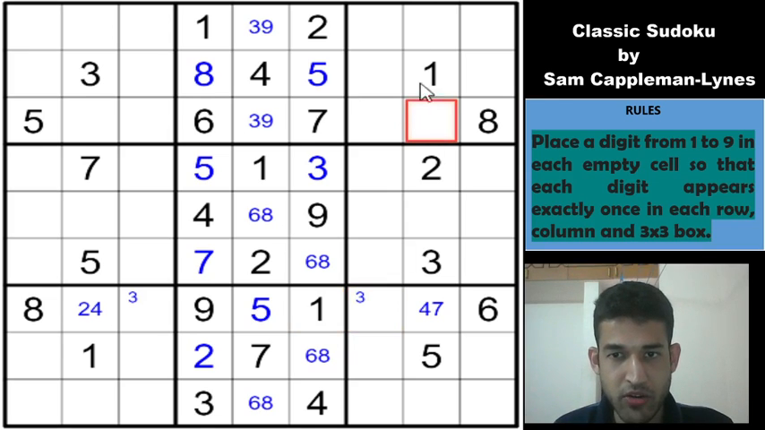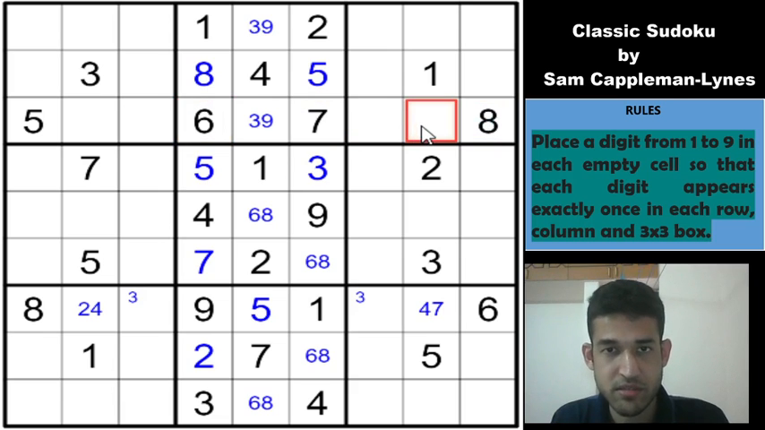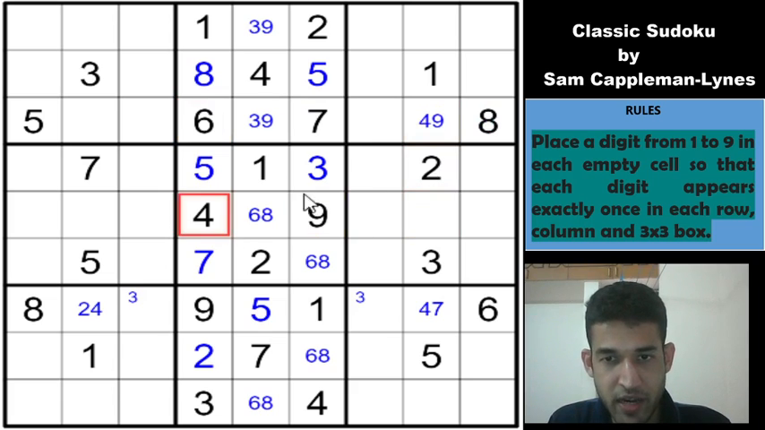Let's look at column 8. 1, 2, 3, 5. And you also cannot have 5, 6 and 7 here. So this must be, okay, you cannot have 6, 7 and 8. So which means this must be 4 and 9. And this cannot be 4 and 9 and 1, 2, 3 and 5, right? So this must be 6, 7 and 8.